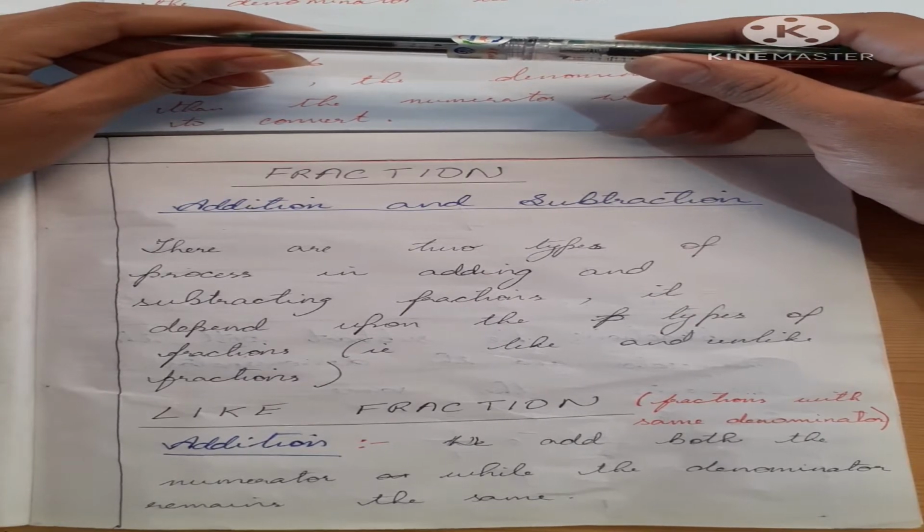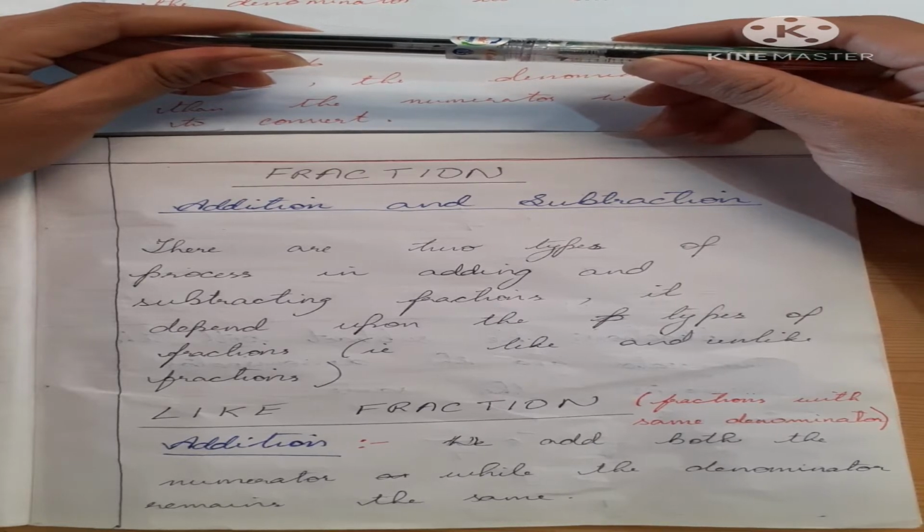There are two types of process in adding and subtracting fractions. Fraction hi belle paidan ni a oma. It depends upon the types of fraction.